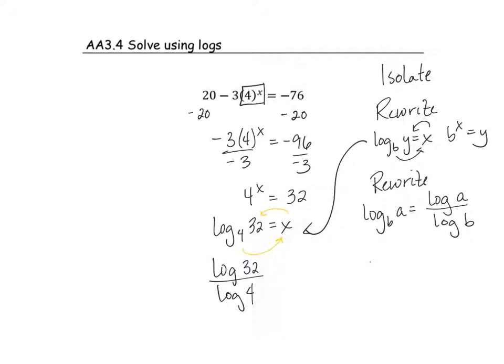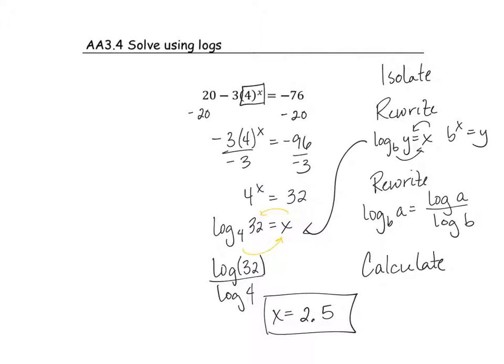And then your last step is literally just put that in the calculator. So log 32, I need to be sure, because when you put it in the calculator, a parenthesis automatically pops up. Make sure you close that parenthesis and then divide by log 4. And I get x equals 2.5. So that is solving using logs.